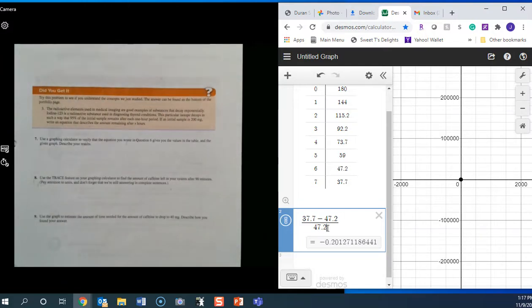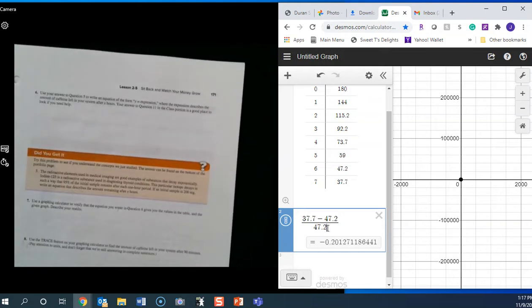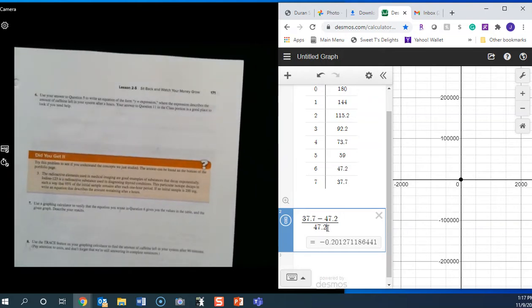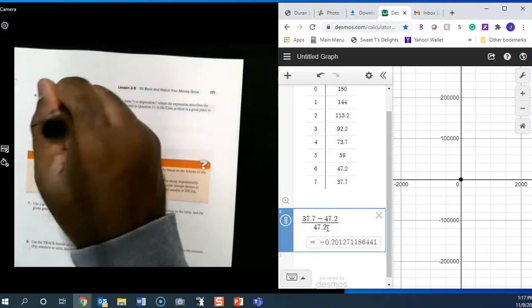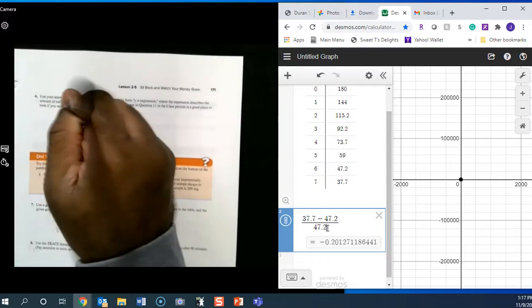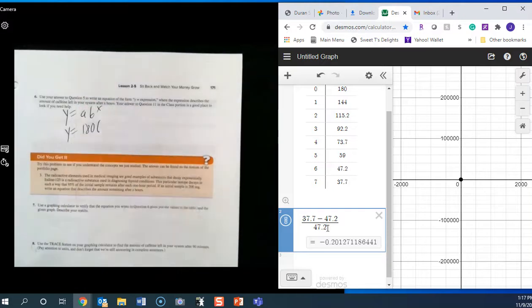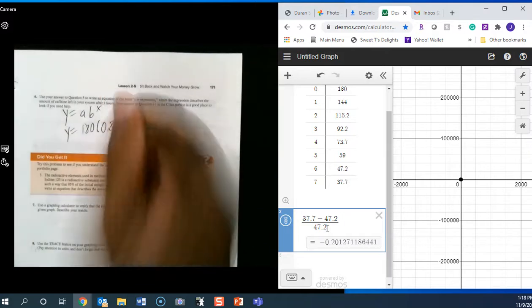So now we move on and we go to problem number 6. It says use your answer to question 5 to write an equation of the form y equals expression, where the expression describes the amount of caffeine left in your system after X hours. Basically they want us to write out the equation y equals AB to the X. Okay, we know our initial amount was 180.0. You could just write 180 because it means the same. Now our B, when we subtracted that 20%, that left us 0.80. That's our decay factor, and it's to the X power.